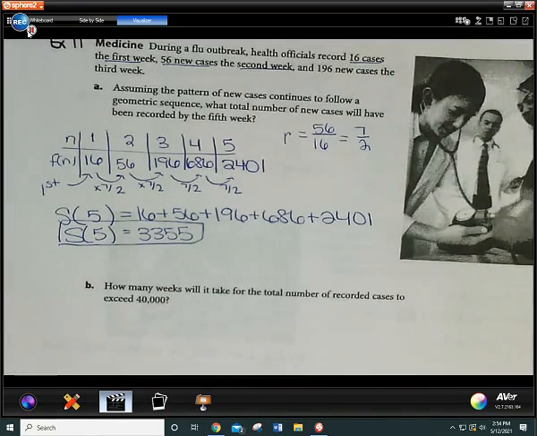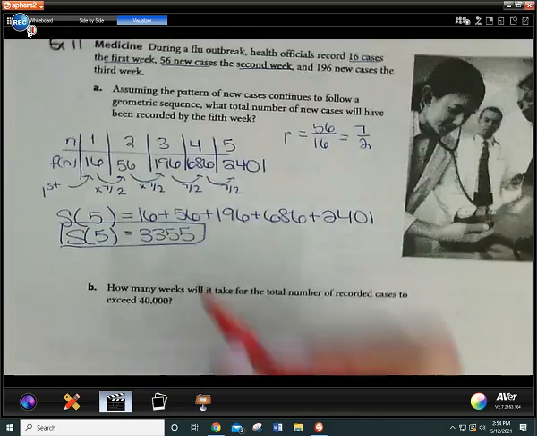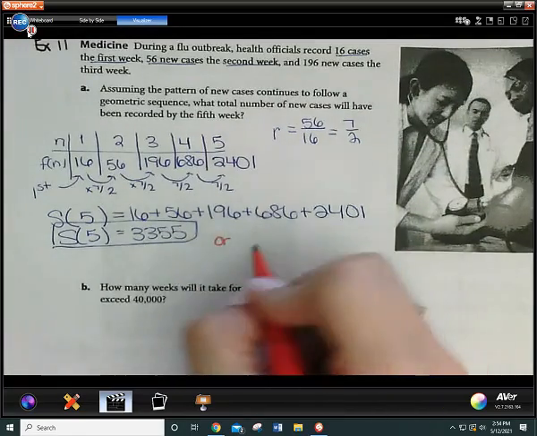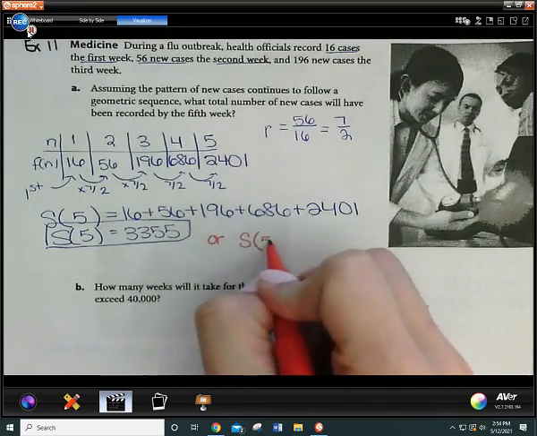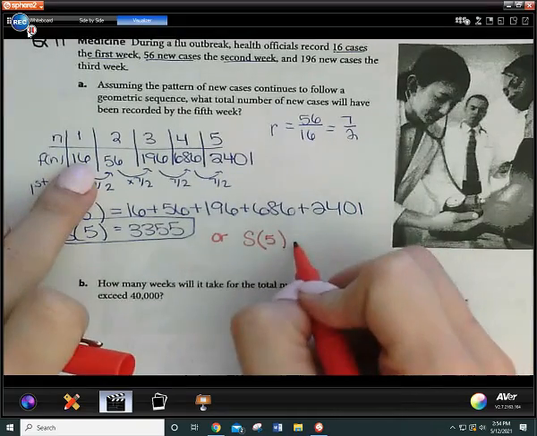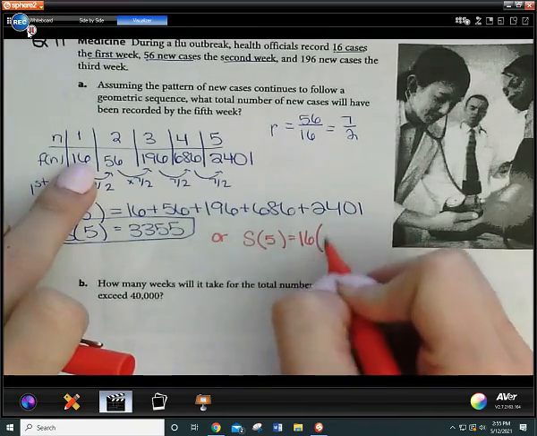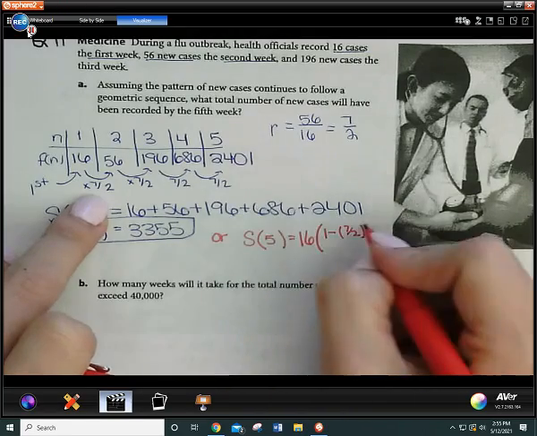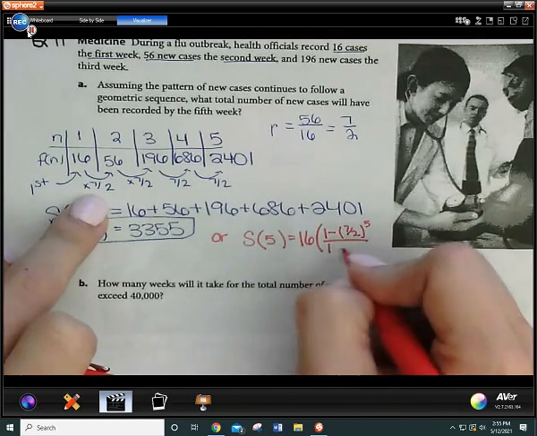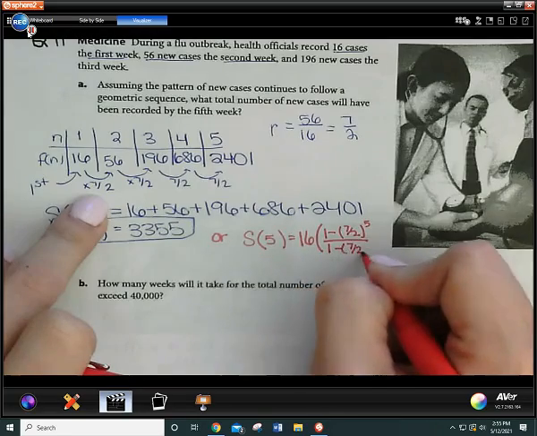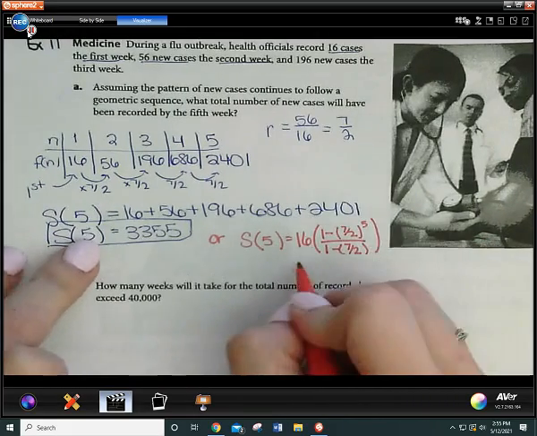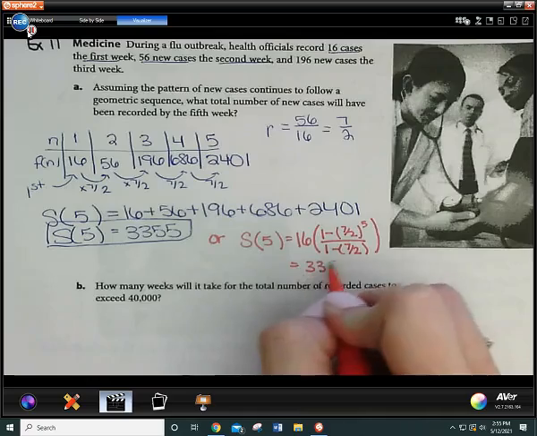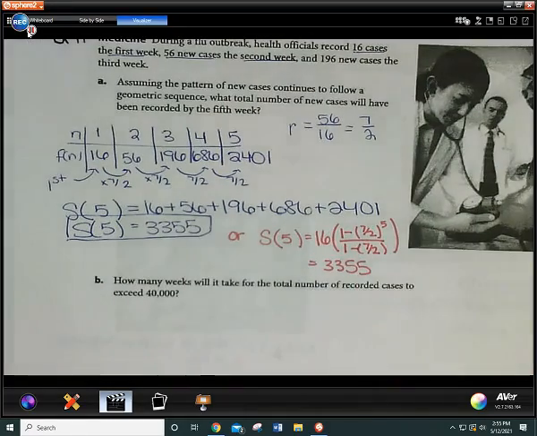Okay. Your other option, you could have used the sum formula. And you could have said, okay, well, I know that it's going to be 16, and then it's going to be 1 minus the 7 halves to the 5. Type that into your calculator, and you're going to get the same answer. So it just depends on which method you guys like better.